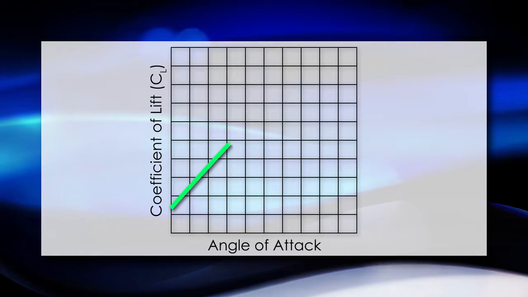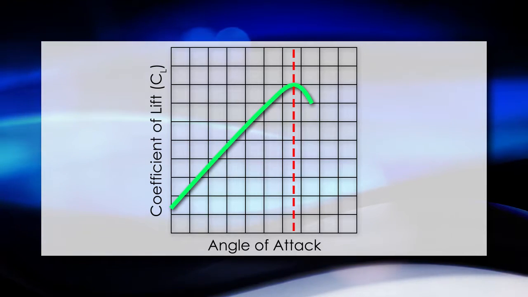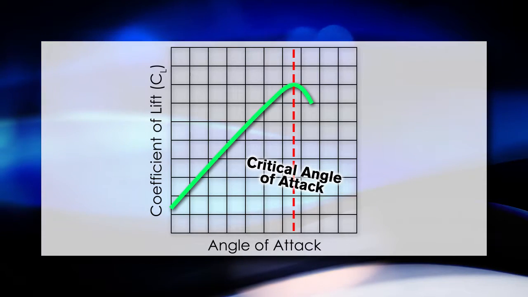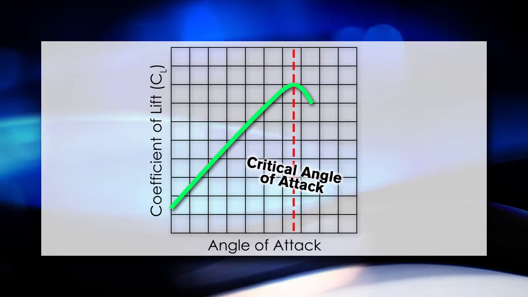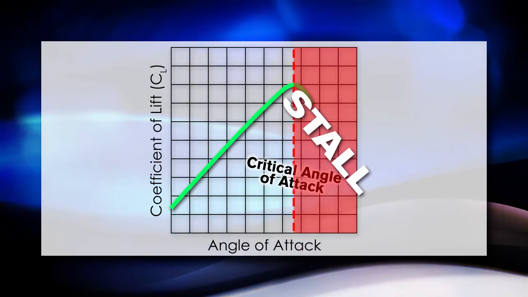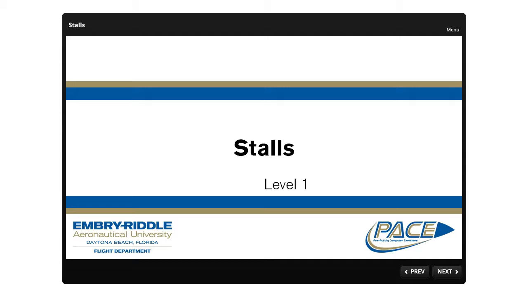Lift will continue to increase until a certain angle of attack, called the critical angle of attack. After this point, the wings will still create lift, but the amount of lift created is decreased. This is called a stall. More information on stalls will be covered in a future lesson.